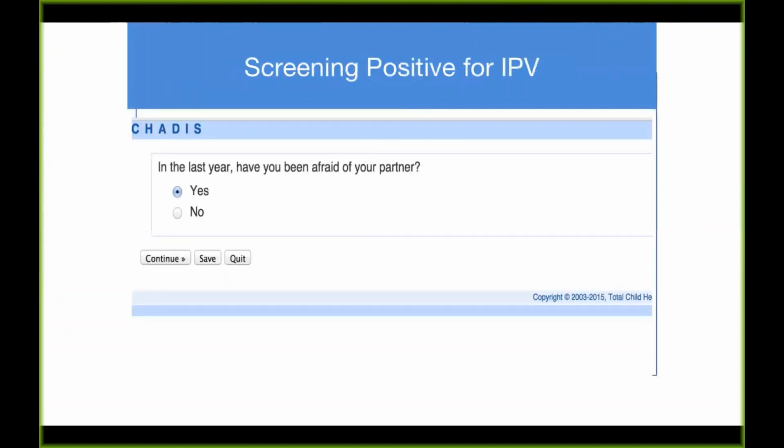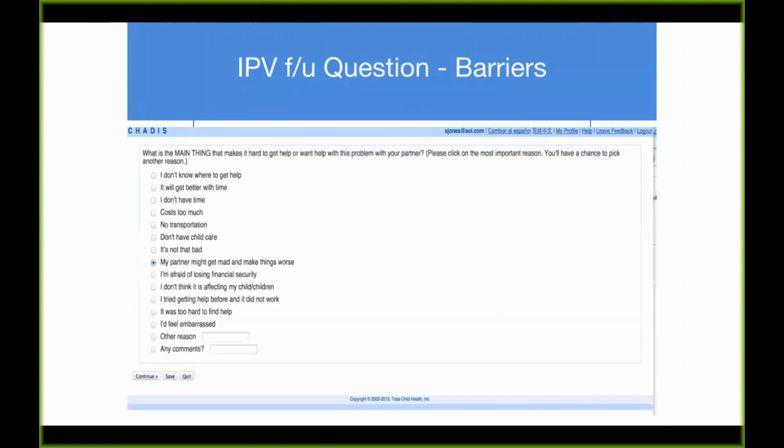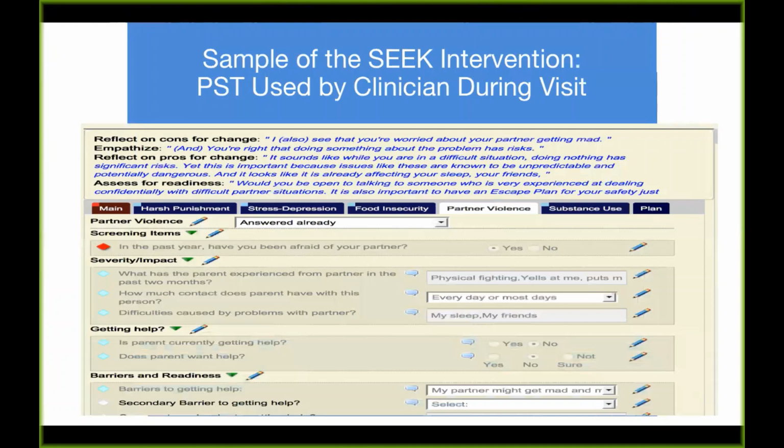So here is a parent doing the FAST in CHADIS, and it says here, in the last year, have you been afraid of your partner? And they said yes. So then it asks some other questions. First it says, are you getting help? And if they say yes, then it asks, are you getting enough help? If they say no, then it asks if they want help. And if they say no, then it asks this question: what is the main thing that makes it hard to get help or want help with this problem with your partner? And they can select different possible barriers, and that is going to be the foundation of the interview that follows.